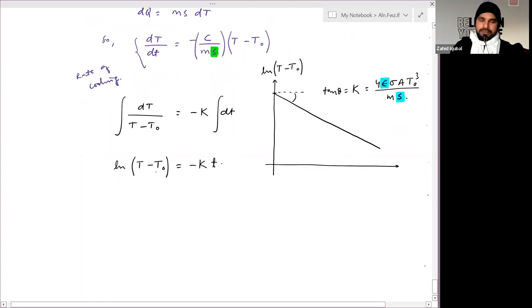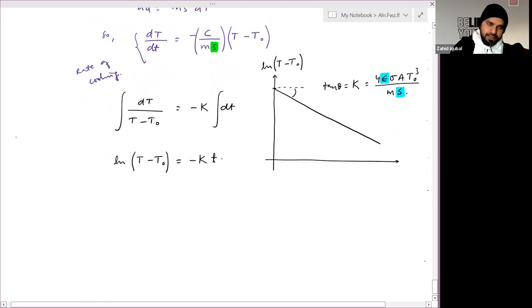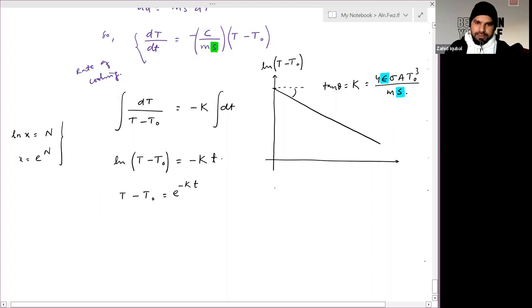Further, if you simplify this log, according to the expression, if ln x equals n, then x will equal e raised to n. Using this property, we may write T minus T naught equals e raised to minus k into t. The graph for this function will be exponentially decreasing like this.